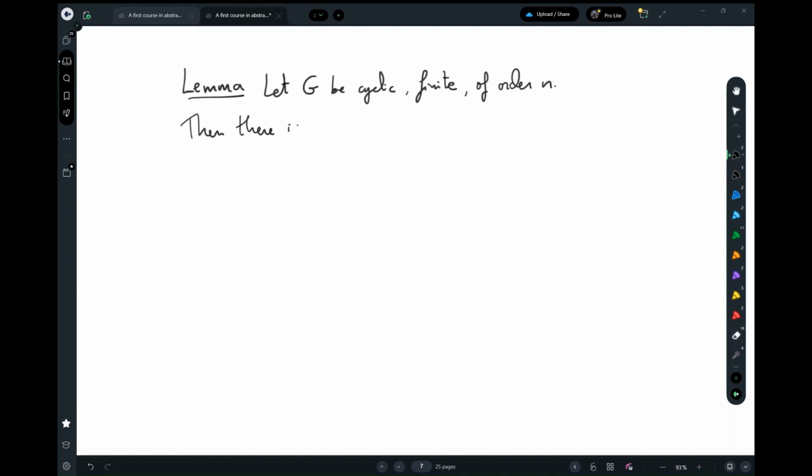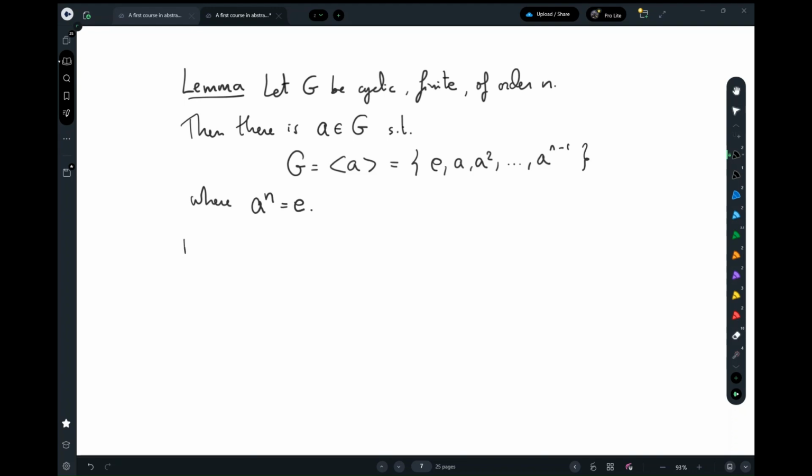there is some a in G such that G is generated by a, and it is precisely the neutral element, a squared, up to a to the n minus 1, where a to the n is e. Okay, so why is this so?